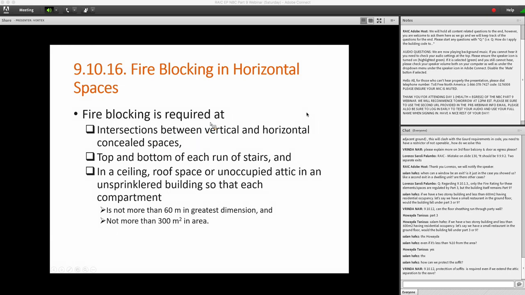Fire blocking is also required at intersections between vertical and horizontal concealed spaces, as we discussed above. To maintain the integrity of our exit fire separations, we also need fire blocking at the top and bottom of each run of stairs, and in a ceiling or roof space or unoccupied attic in an unsprinkled building, so that each compartment created by the fire blocking is not more than 60 meters in the greatest dimension and not more than 300 square meters in area.